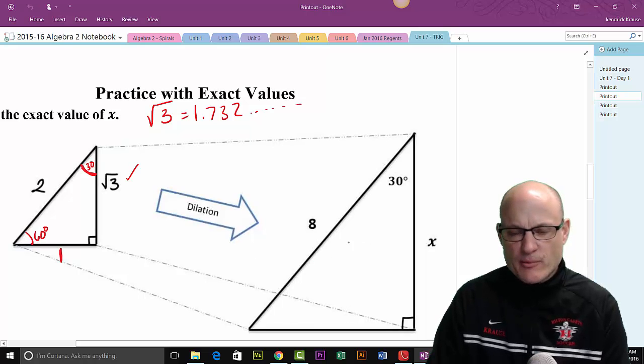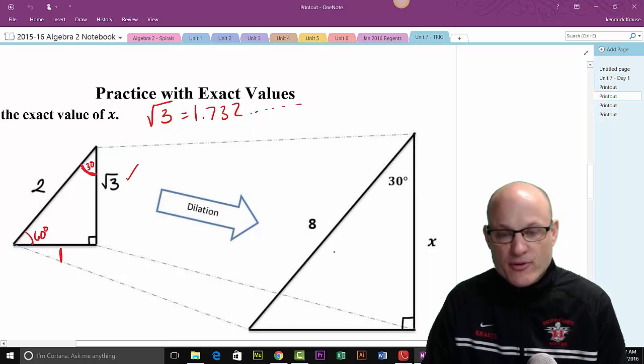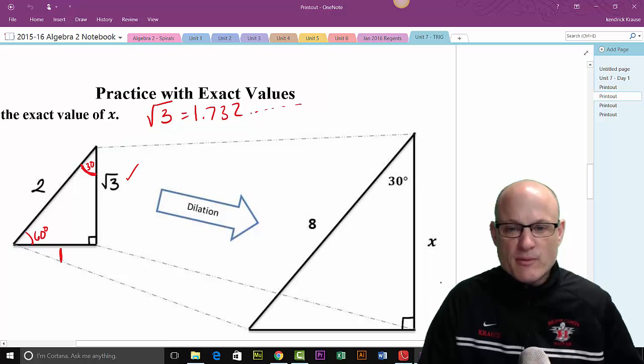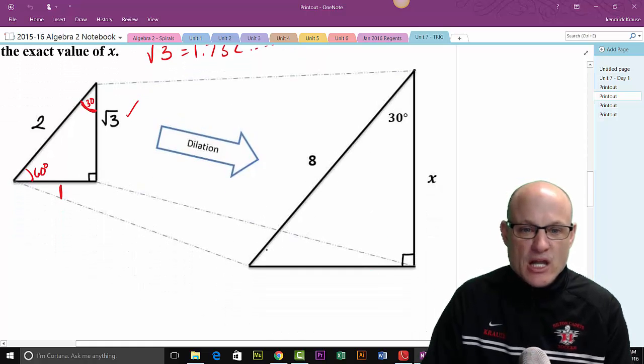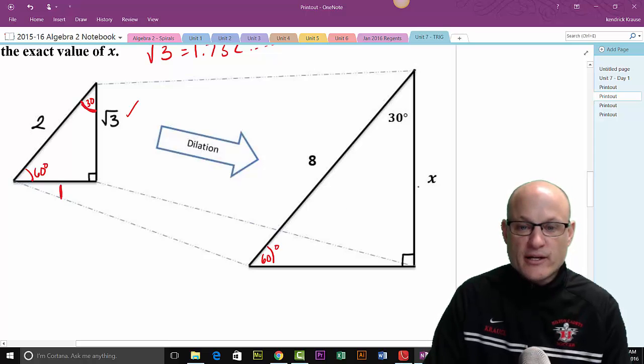Eventually, I'm going to show you what I'm going to ask you to do, or to think about, for these kinds of problems. But let's take a look. All we did was dilate this shape. We made it a lot bigger. So this is now my 60 degree angle and 30 degree angle.